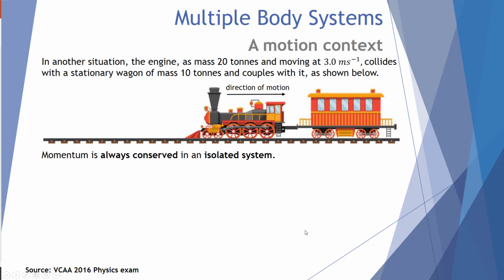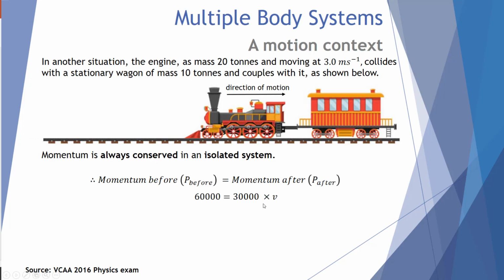As I mentioned earlier, momentum is always conserved in an isolated system. So the momentum before this interaction or collision or coupling is equal to the momentum after. Momentum before was 60,000 kilogram meters per second, and the momentum after was 30,000 times v. So it's very easy to divide both sides by 30,000 to find that the velocity of this coupled system is in fact 2 meters per second after the collision.